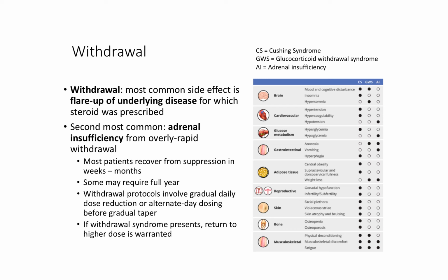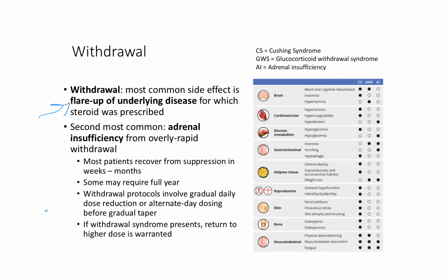All right, in addition to chronic use at supraphysiologic doses, we mentioned that withdrawal is the other reason you might get side effects. The most common thing to see from withdrawal is just flare-up of the underlying disease. So if they were taking a steroid for a dermatologic condition and they stop taking it, there is a huge dermatologic flare that's associated with that. The second most common is adrenal insufficiency if you remove the person from the drug too rapidly. With regards to that suppression, some people take weeks to recover, some take months, some take a full year.